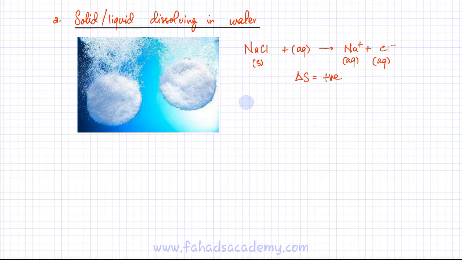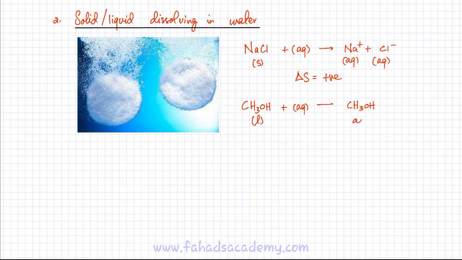For example, I have methanol, which is CH3OH. Methanol is very soluble in water, but methanol is liquid. So if I dissolve it in water, plus aqueous, and methanol dissolves in water, its particles are going to be more spread out and distributed in a more random order.